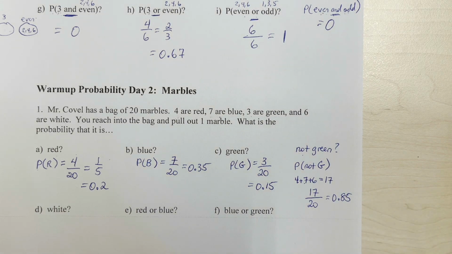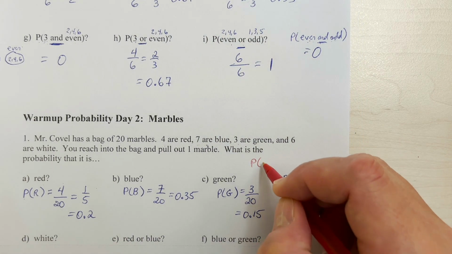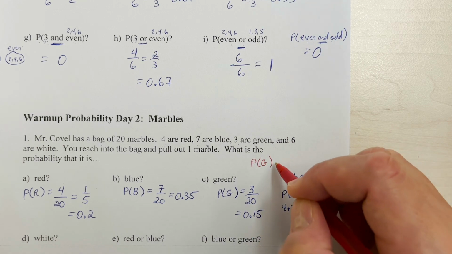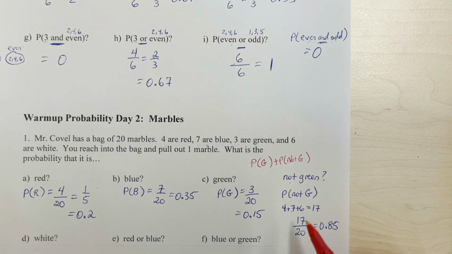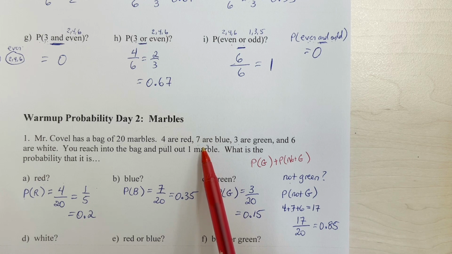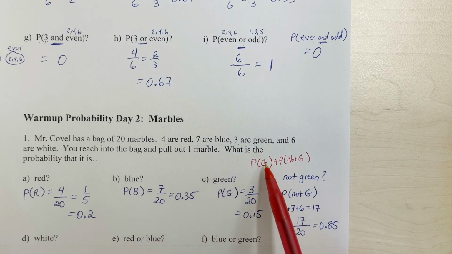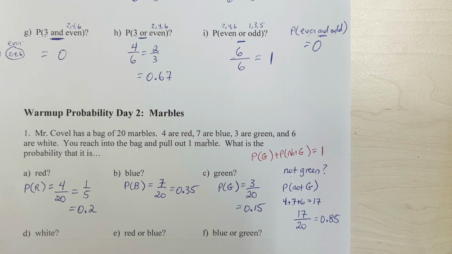Now I want you to notice something though. There was probably an easier way to do this. We know that the probability of green was 3 over 20. And the other idea is that if I take the probability of a green marble and I add that to the probability of a not green, that would take care of all my marbles because they can be green or they can not be green. Those are the only possibilities. If I add those up, that's 100%, which is equal to 1. That's the total probability of any situation.